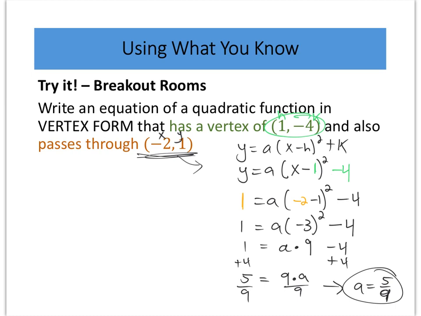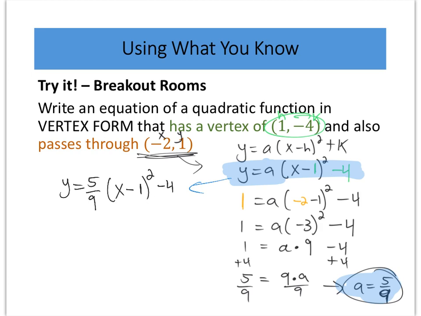But it's correct. And we're going to plug that a, maybe I'll grab a highlighter here, we're going to grab that a, and we're going to put that in for the a in the equation with the vertex. So we're going to take this, and we're going to amend it. So y equals the 5/9 that we had before times x minus the x coordinate of the vertex, so 1, squared minus 4, the y coordinate of the vertex. And this is an equation.